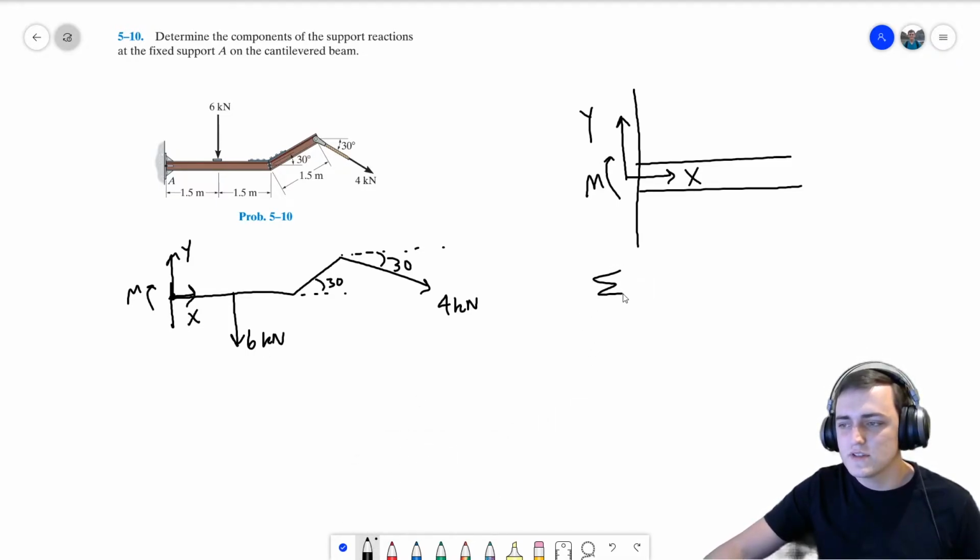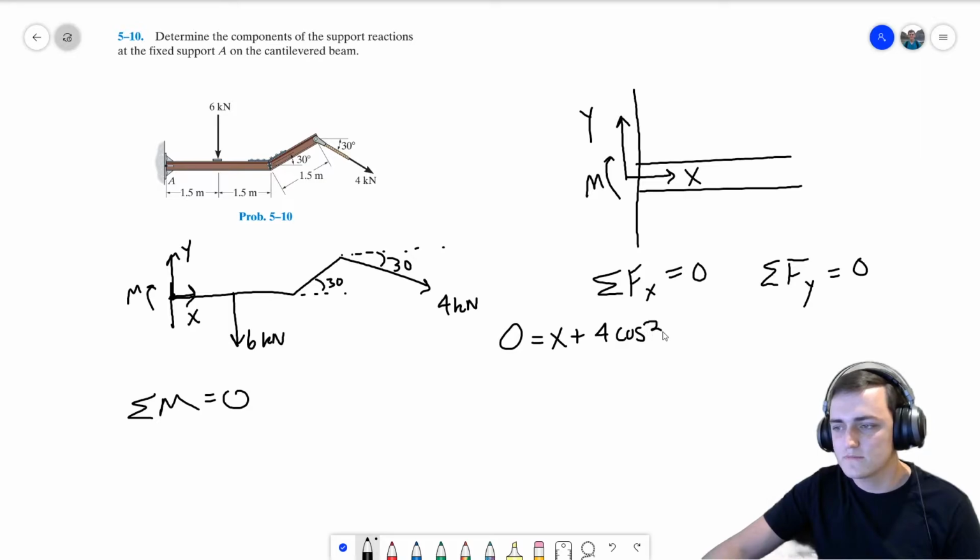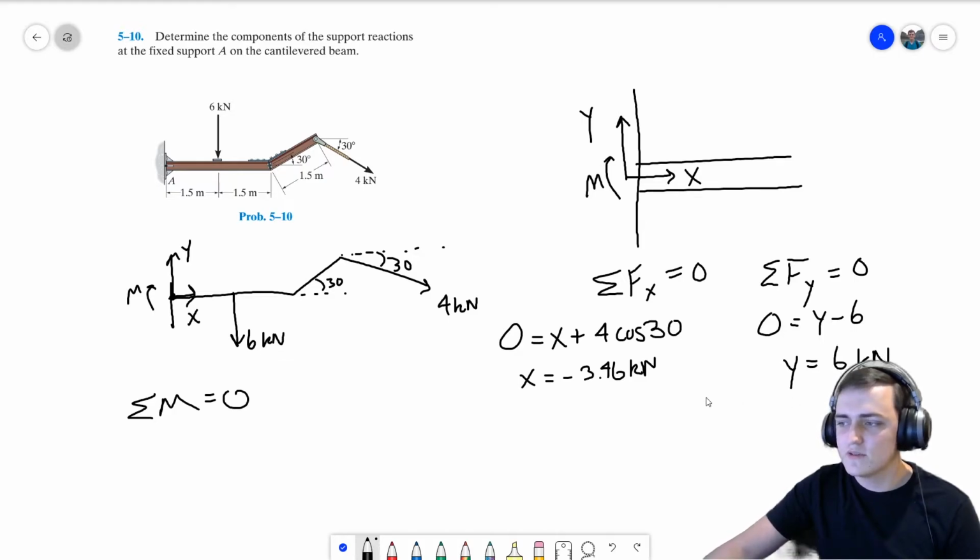Right, we have three equations: net force in the X, net force in the Y, and we'll go down here for our net moment. And each of these are going to be equal to 0 because we are in static equilibrium. So for the x-axis, we have a positive x plus 4 times cosine 30. And so x ends up being negative 3.46, and our units are kilonewtons. And the y-axis, we find that y minus 6 equals 0. So our y reaction is just 6 kilonewtons.